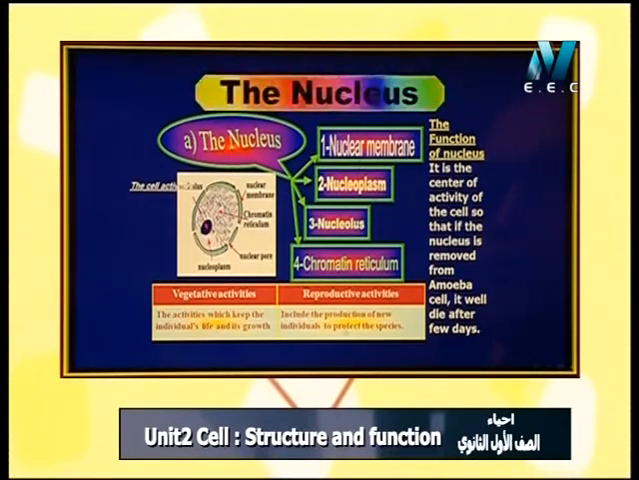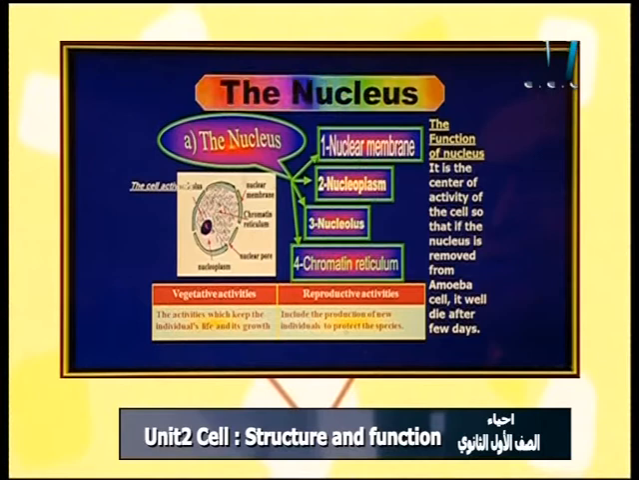But also the chromatin reticulum, which is a group of threads coiled around each other. Each thread is called the chromosome. The chromosome consists of two chromatids connected together by centromere. طبعا الفانكشن بتاع النيوكليوس انها controls the cell activities. The cell activities are divided into two types. Vegetative activities, which are the activities that keep the individual's life and its growth. But the reproductive activities include the production of new individuals to protect the species against extinction.